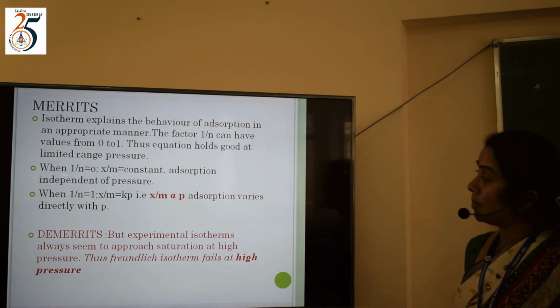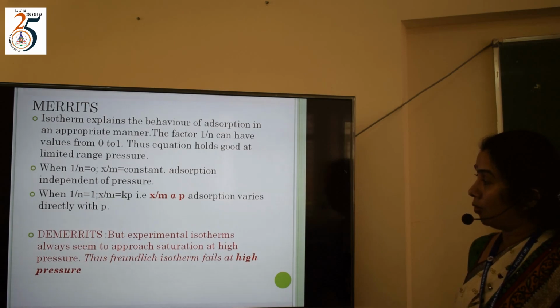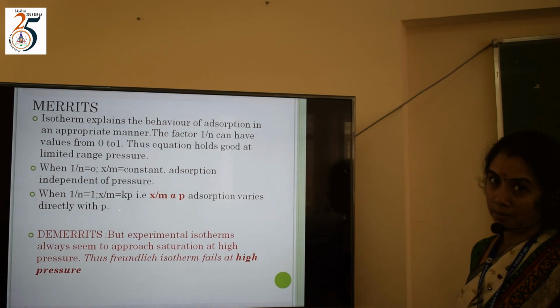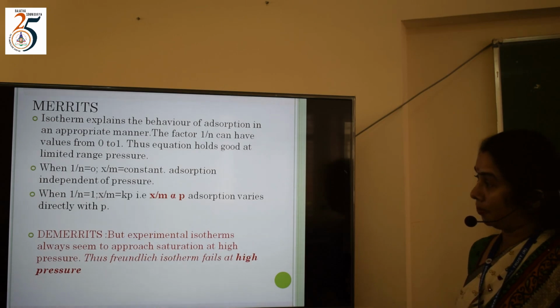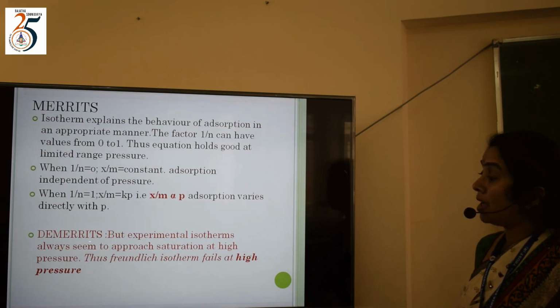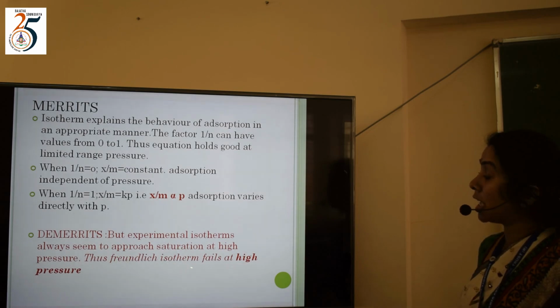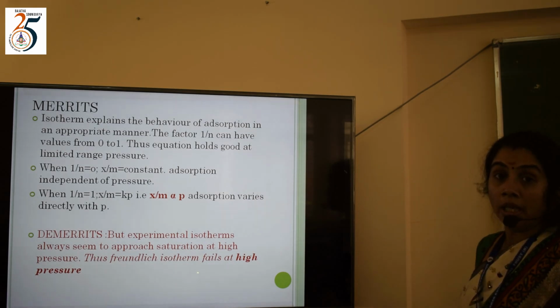The next limit, the upper limit, when 1 by n is equal to 1, x by m is equal to kp, where k is a constant. So x by m is proportional to pressure. Adsorption varies directly with pressure. So these are the highlights of the Freundlich adsorption isotherm. But the drawbacks, or demerits: the experimental isotherm always seems to approach saturation at high pressure, or we can say that the Freundlich adsorption isotherm fails at high pressure. It is only applicable for a particular range of pressure.